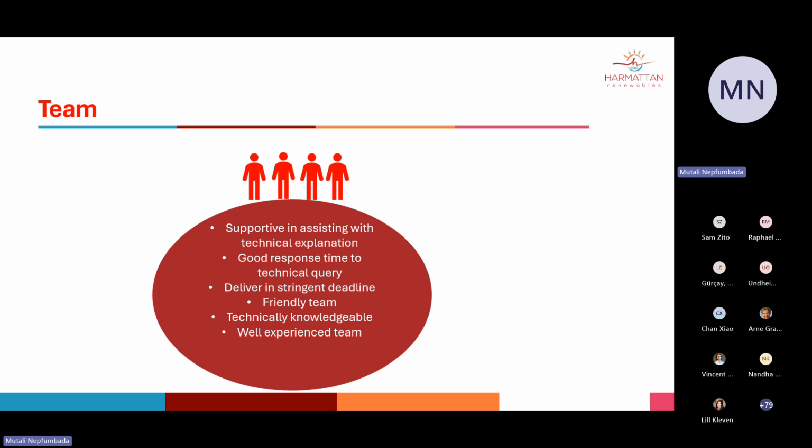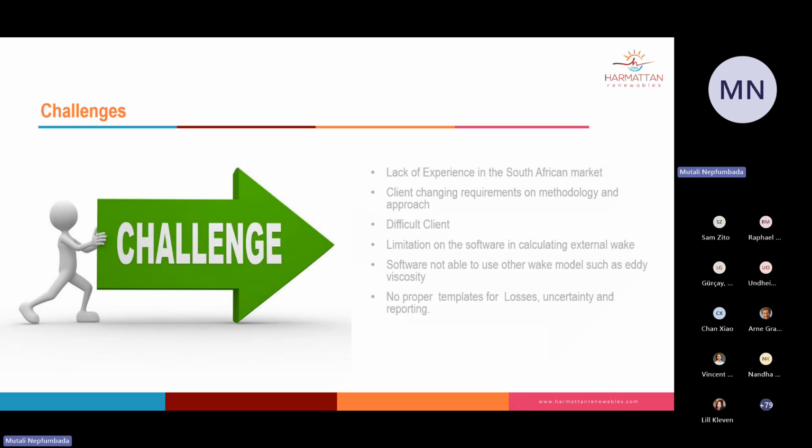Going into the challenges that we faced on the project, the main challenge was the lack of experience in the South African market. The team had no prior experience working in the South African market, so it created a bit of conflict with the client because of different experience in that market, and the client changing requirements on the methodology and approach.